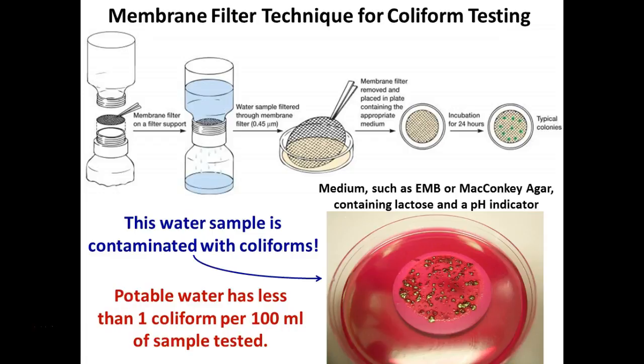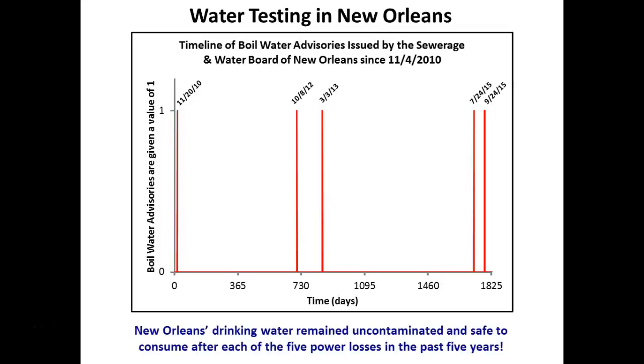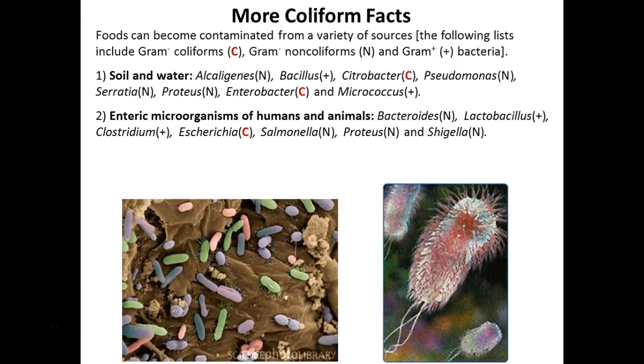Potable water, drinkable water, has less than 1 coliform per 100 milliliters of sample tested. So if there's like 1 in there, it's okay. If there's more than that, then we lose our minds. So these are all the times that we've been told to boil our water. And thankfully every time it was just that, precautionary. There was no actual contamination. One of these I didn't even know about until after it was over. I was like, oh, great.